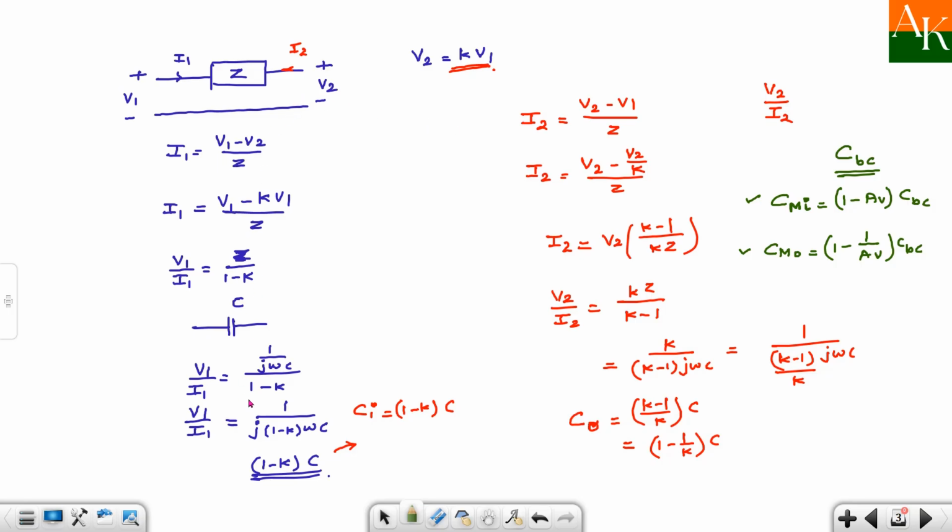So Miller theorem is quite simple. To see how the splitting happens, you need to remember this small derivation. It is nothing, just V2 equal to KV1. First you find out the ratio of V1 by I1 and second time you find out the ratio of V2 by I2. And since Z we are considering as a capacitor, remember Z has to be replaced as 1 by j omega C. So that's it for Miller's theorem. In the next lecture we will see the high frequency response of BJT amplifier. Thank you.